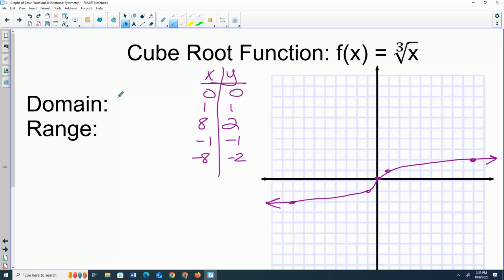Domain. Range. Increasing, decreasing, constant. Increasing the whole time. I want you guys to try the next one. Make your T-chart, graph that one.